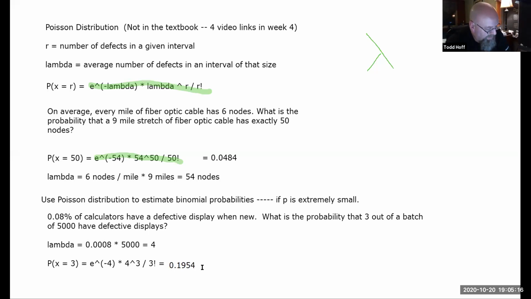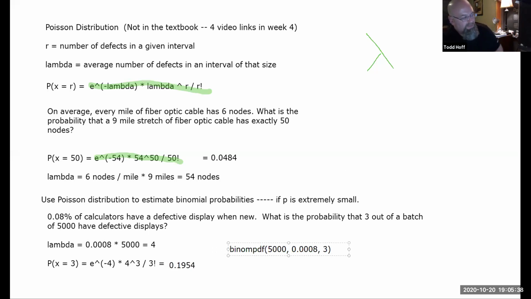Now remember, that is an approximation of the binomial distribution. This was 5,000 trials, 0.0008 is our probability of success, and we wanted 3 successes. Let's compare the two and see how they compare.